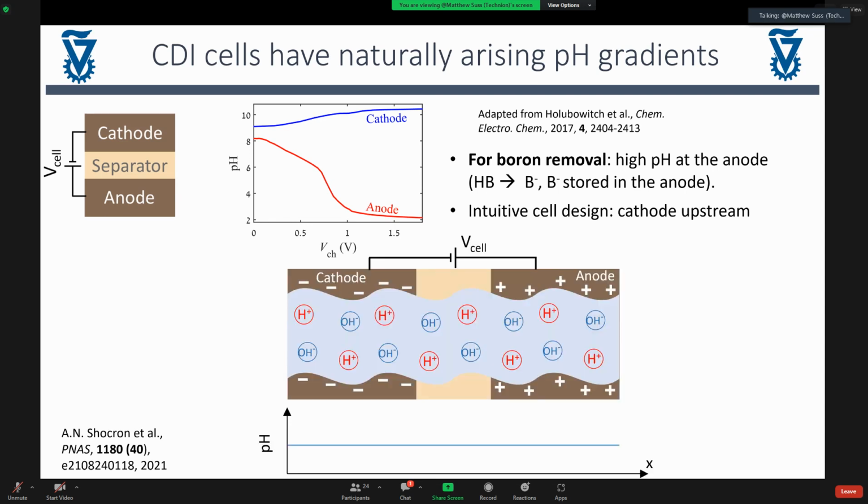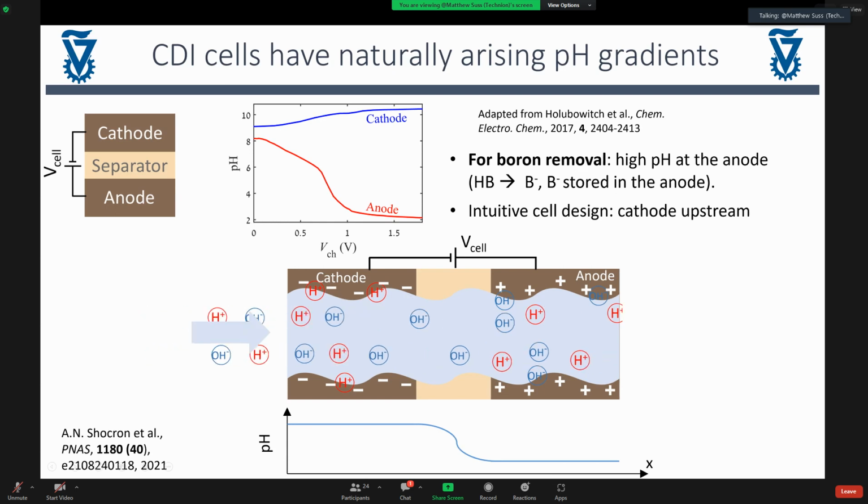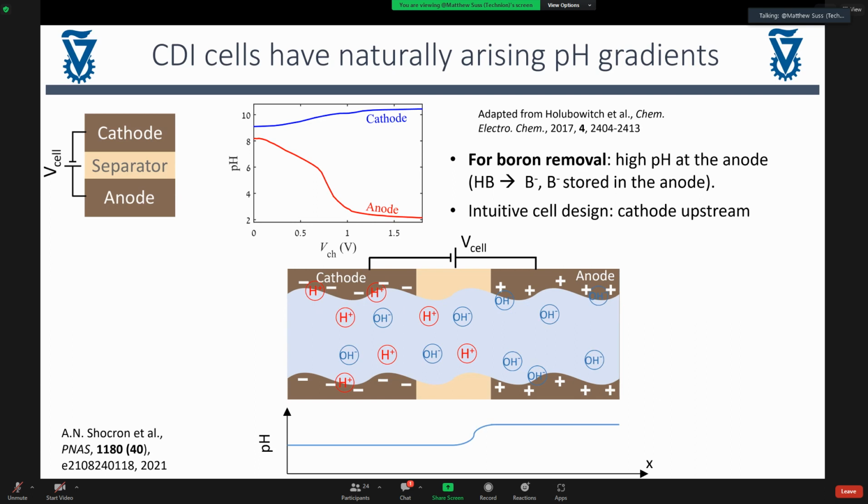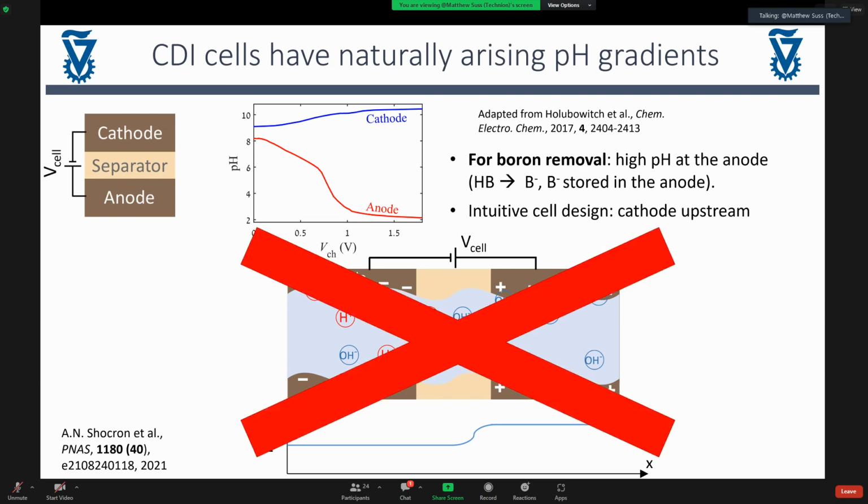A picture showing that intuitive thing: you flow through your system, you charge it, the cathode becomes high pH because the H+ ions are electrosorbed in the cathode. The anode becomes low pH, and now you have a high pH zone in your cathode, and if you flow through it, you push that high pH zone into the anode. And that's where you can simultaneously deprotonate boric acid and store the boron anion. But the problem is that doesn't work. That nice, intuitive way of thinking about it doesn't work in reality. And it was the model that told us this. So the model led here again.